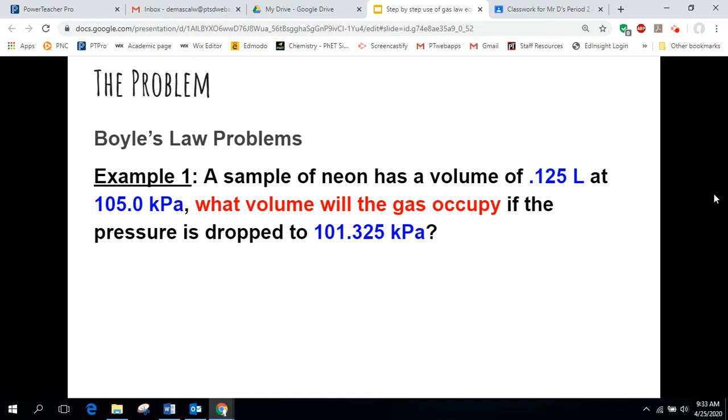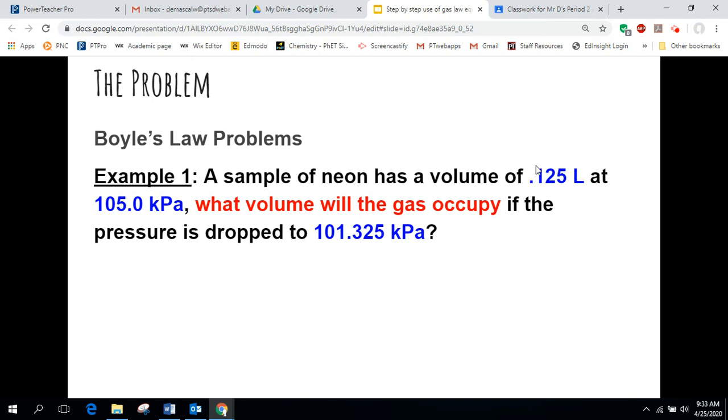So here's our first example, and this is the example that's on your worksheet. So if you want to follow along, please feel free to do that. A sample of neon has a volume of 0.125 liters at 105.0 kPa. What volume will the gas occupy if the pressure is dropped to 101.325 kPa?